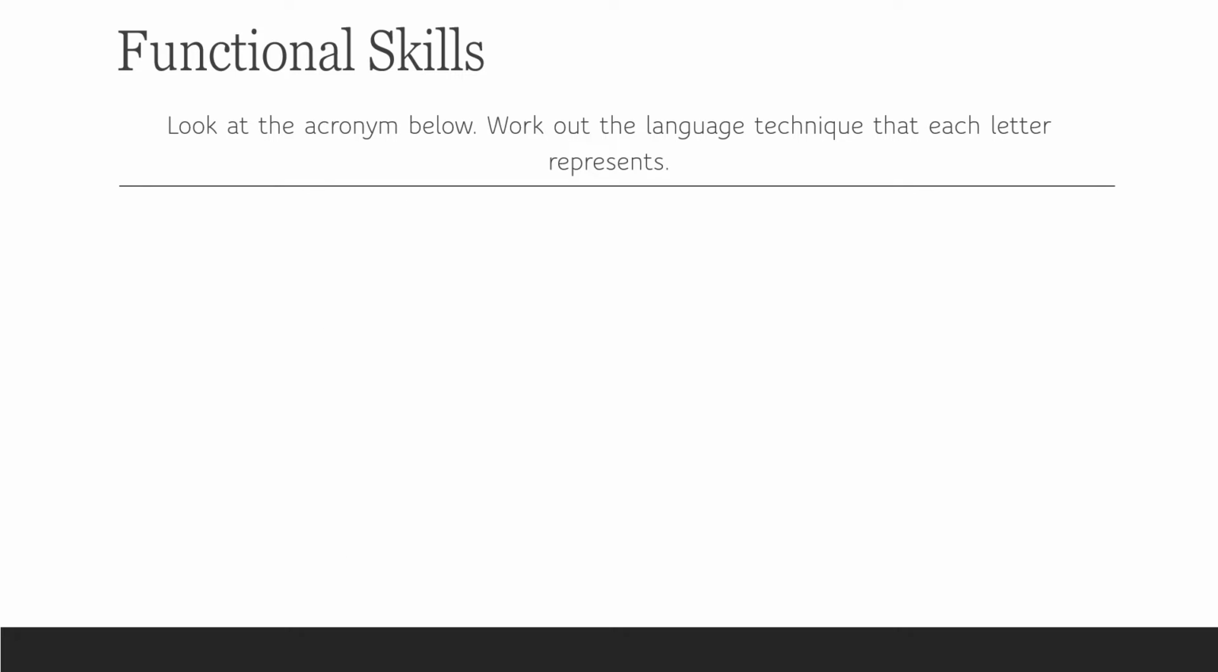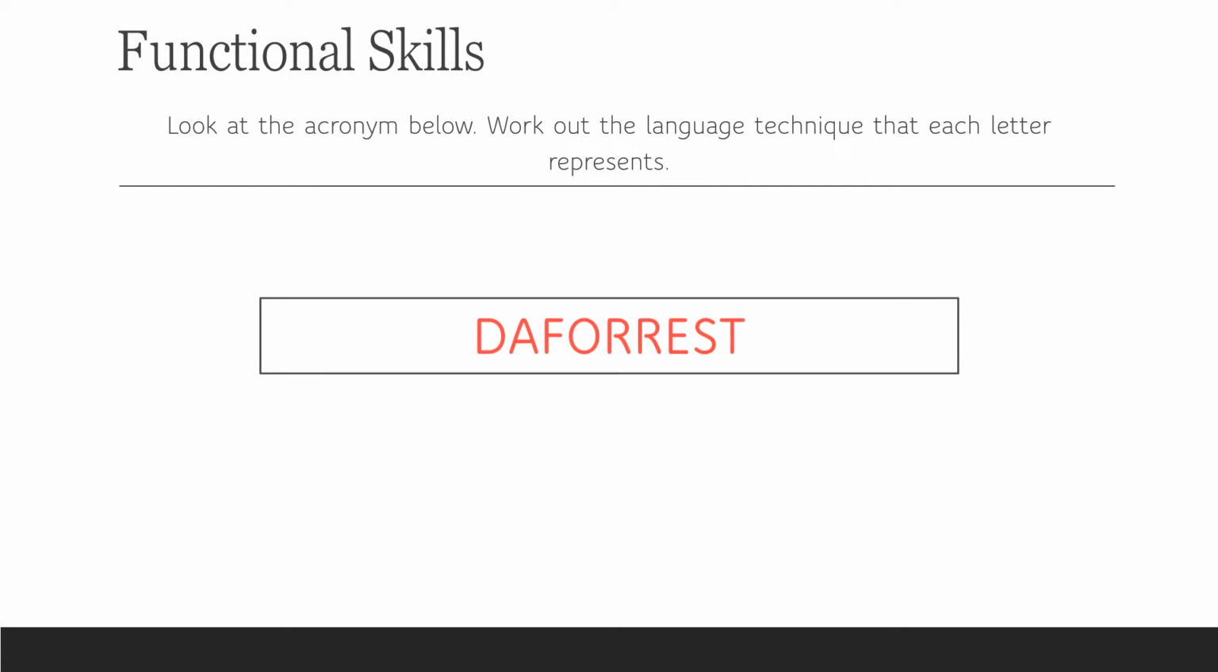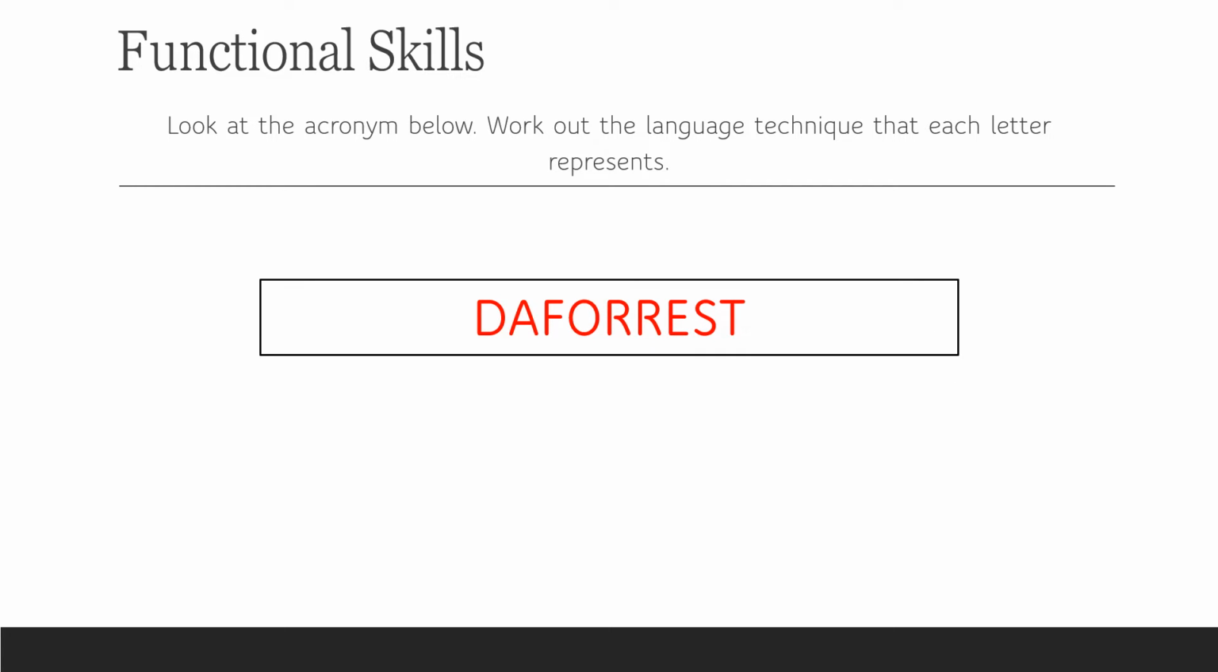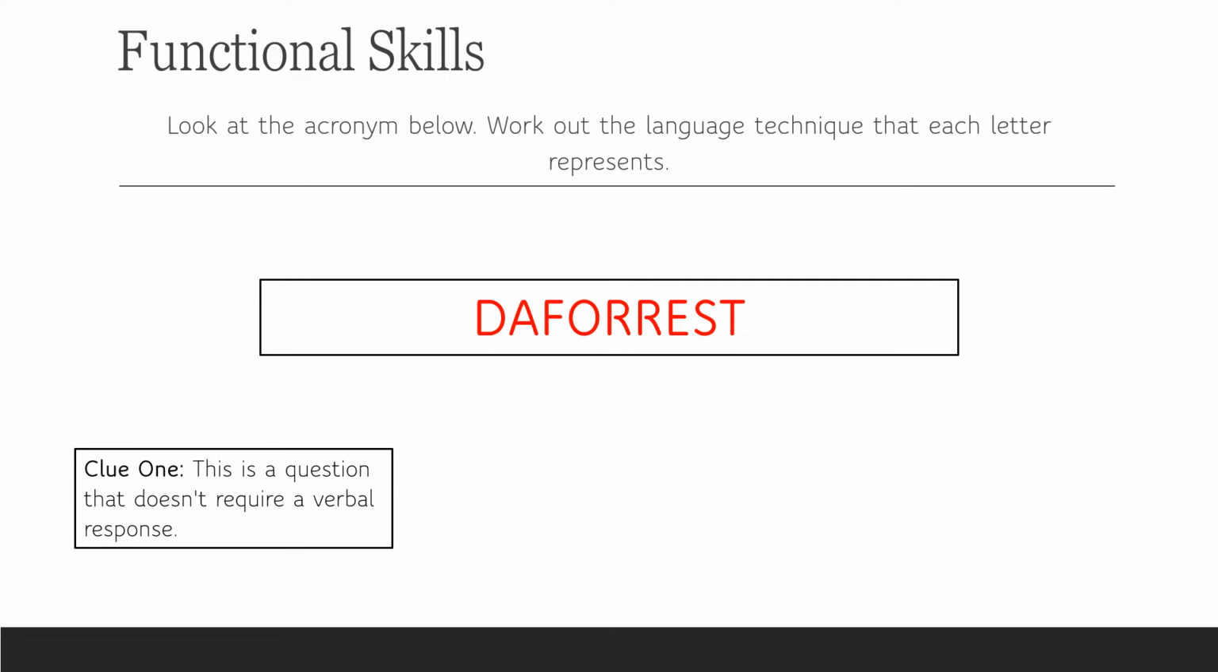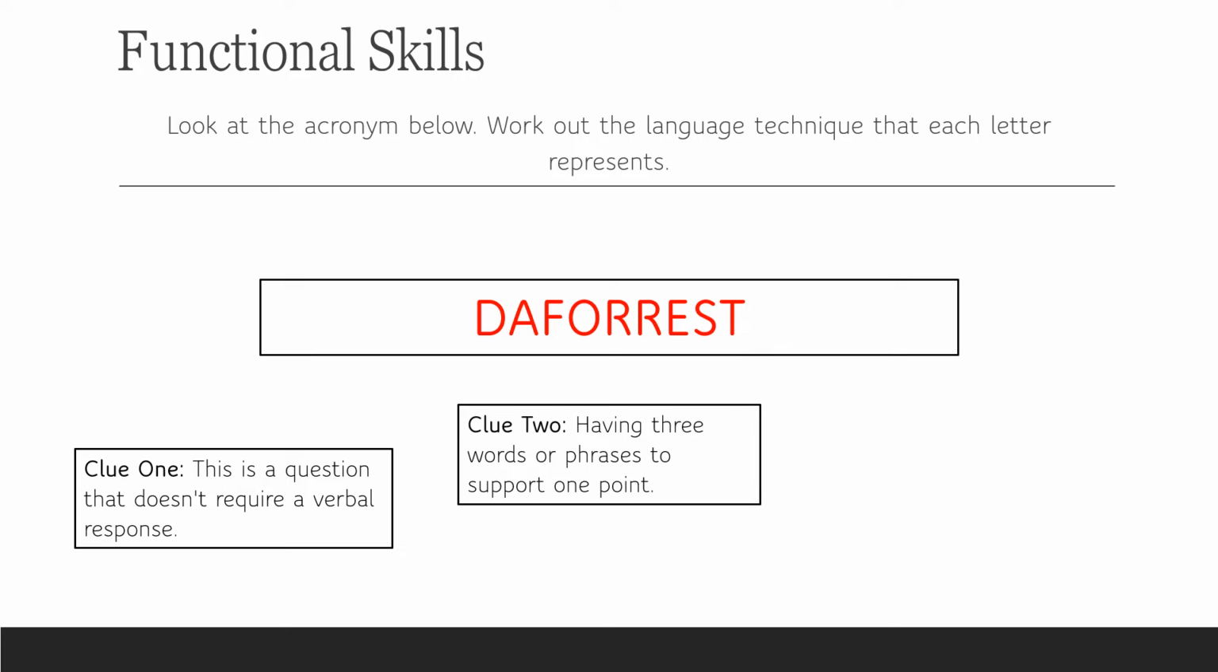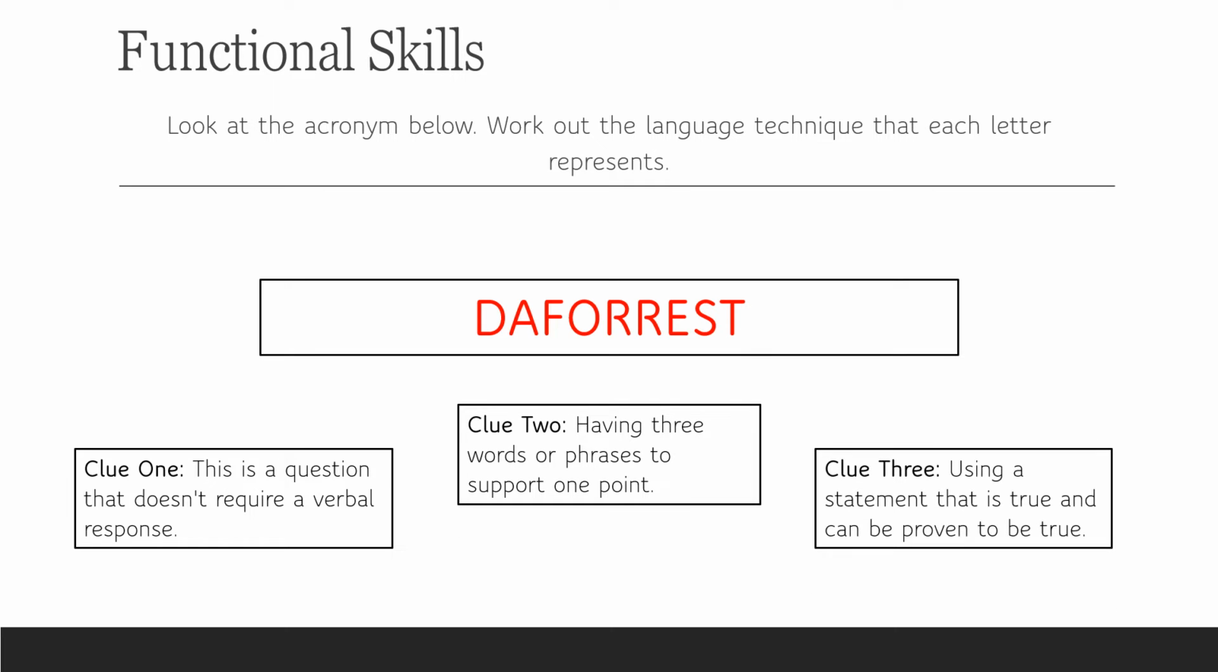Look at the acronym below. Work out the language technique that each of the letters represent. So this is a key acronym that you need to know for English, so it's DAFOREST. So if you're not too sure what we mean by these, try and use the clues below to try and figure out what these might be referring to.